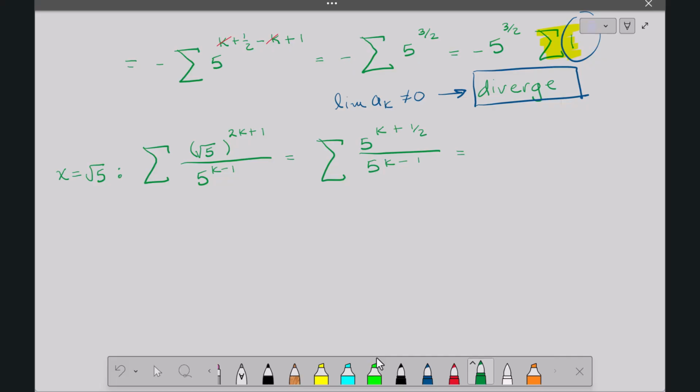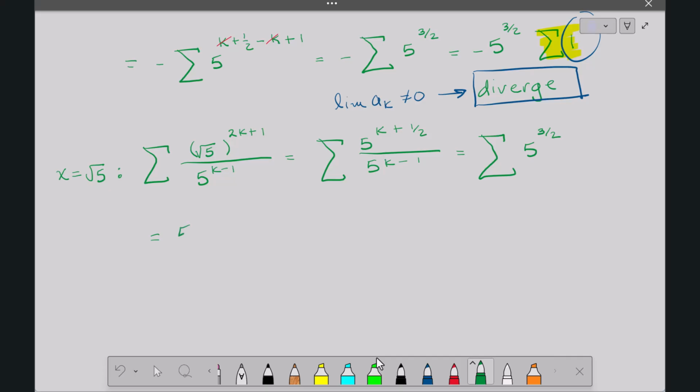And once again, we are going to subtract numerator exponent minus denominator exponent. So k minus k is going to be 0. And then we have 1/2 minus 1, so that's 1/2 plus 1, which is 3/2. And once again, we have a series that will diverge. Now you have a couple of ways to analyze this here. If you want to analyze it in this form right here, it's totally fine. You could think of this as 5 to the 3/2 added to itself an infinite number of times, which will be infinity, and so we'll get divergence.